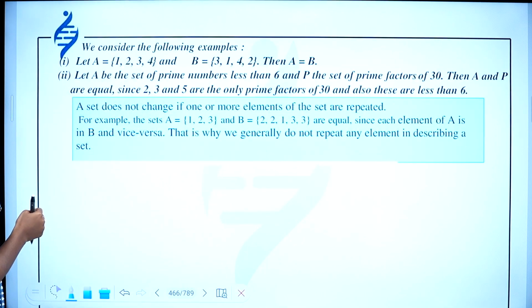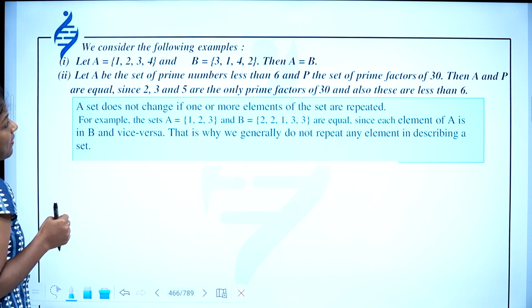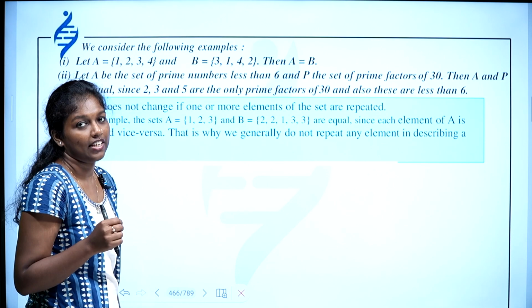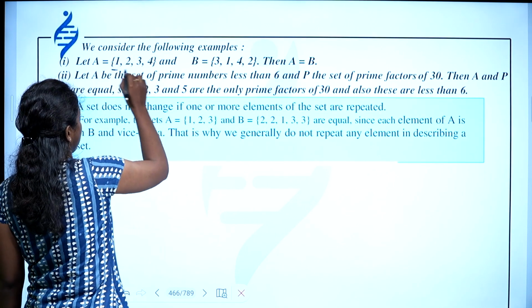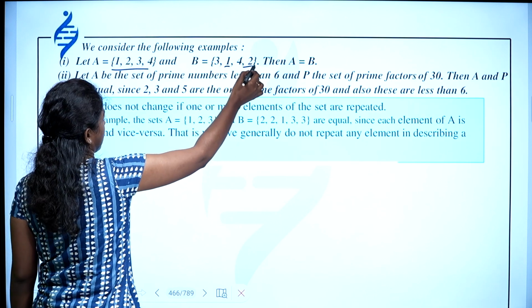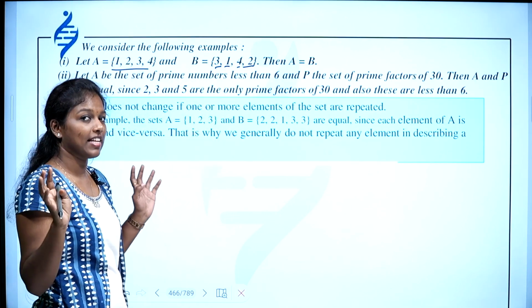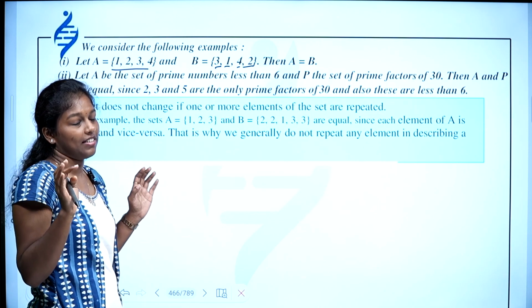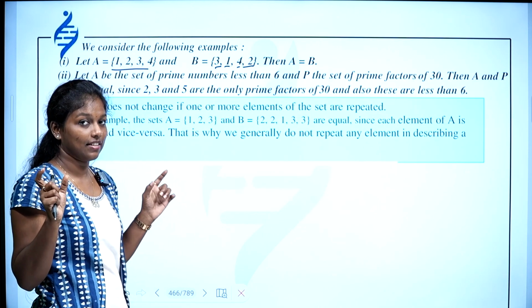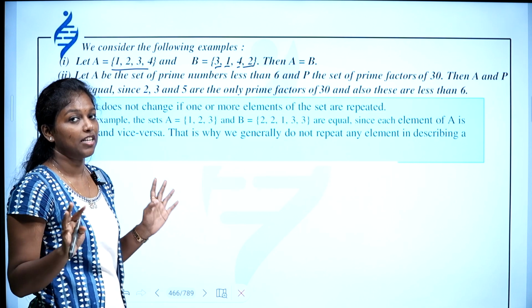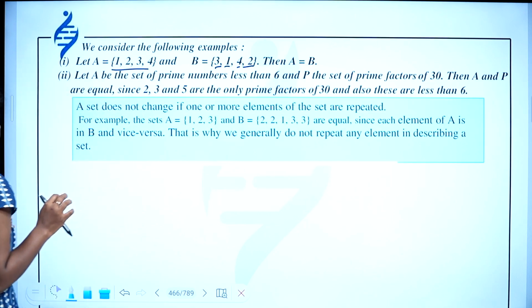Then let A equal to {1, 2, 3, 4} and B equal to {3, 1, 4, 2}. Then A is equal to B. Okay, because {1, 2, 3, 4} is the same as {1, 2, 3, 4}. So, they have the same elements and they coincide. Equal means they are exactly the same. They should be exactly the same, then only they will be equal.